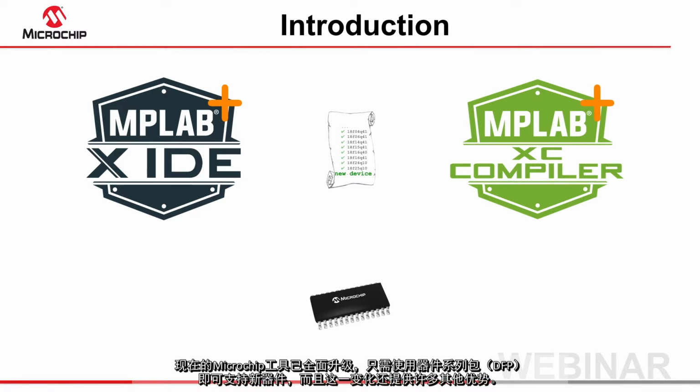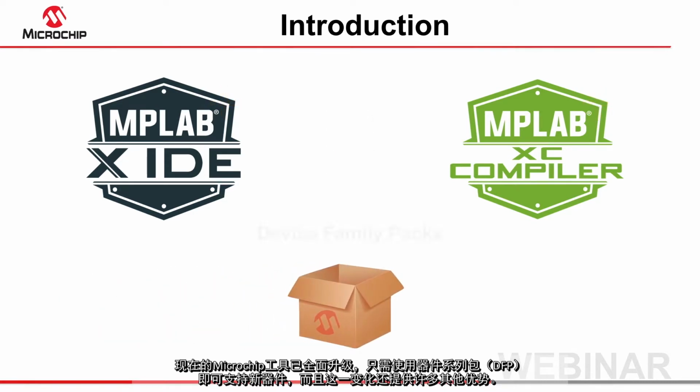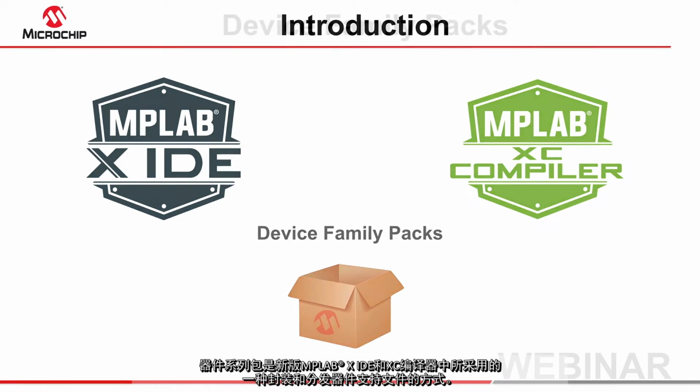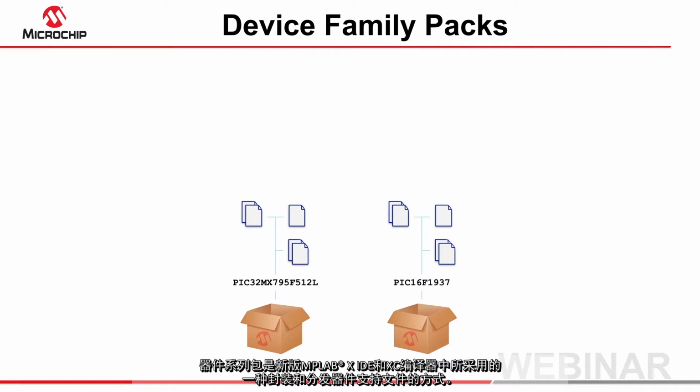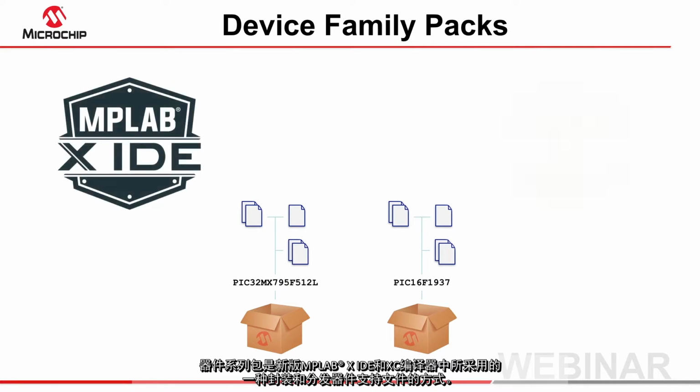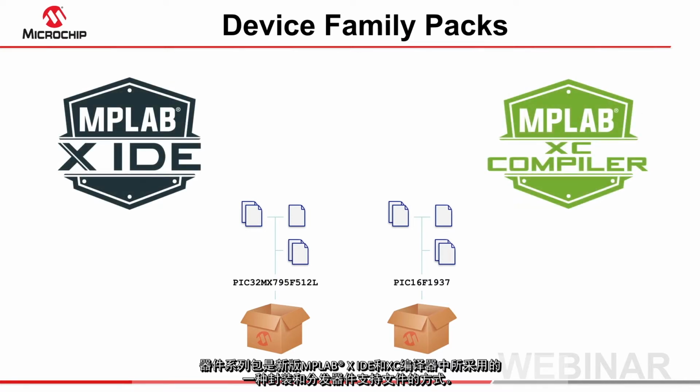Microchip has updated its tools so that device support is now handled by Device Family Packs, or DFPs, and this change offers several advantages. Device Family Packs are a way of packaging and distributing device support files, and are used in the latest MPLAB X IDE and XC compilers. These tools now have the ability to read these files on a device-by-device basis, and from arbitrary locations.